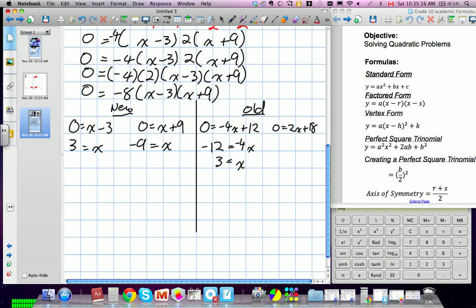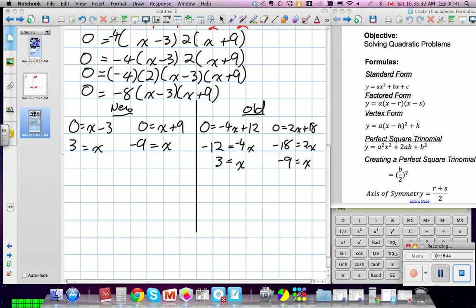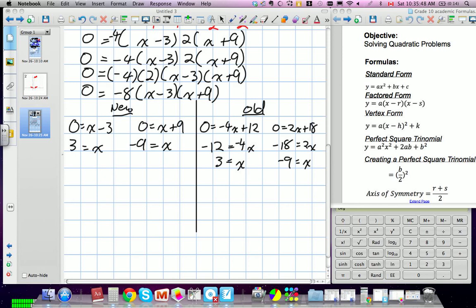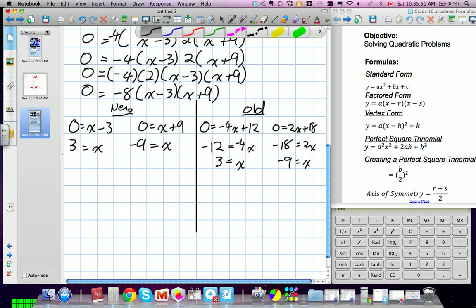So it didn't matter if I took the common factor out or not, I would still get the same x-intercepts. It's just whatever you feel more comfortable with, whatever you're used to doing. Okay? So we have our two x-intercepts, and we know that they're going to be 3 and 0, and negative 9 and 0. So let's actually go make sense of these on the next page. We're going to graph these, okay? I'm going to at least try to, because that's what the question's asking.